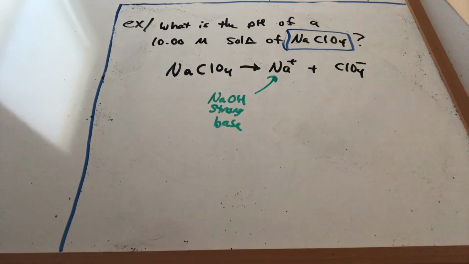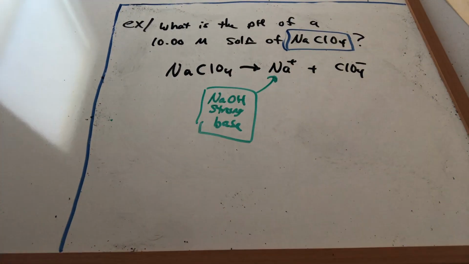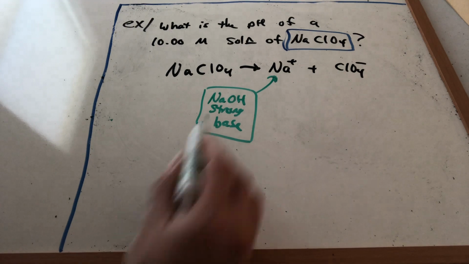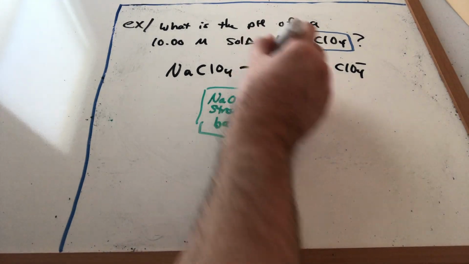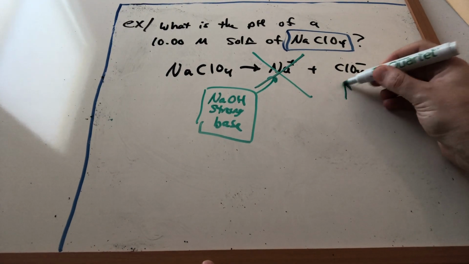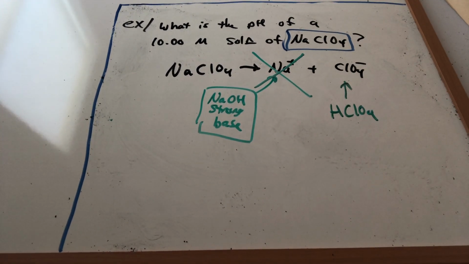So what does that make Na plus? Na plus comes from a strong reaction. It's on the product side of a strong reaction. It's a conjugate of a strong reaction. So if it comes from a strong species, it doesn't affect the acid-base behavior. It's neutral. What about ClO4 minus? Well, this comes from HClO4. That's where you've seen that before.